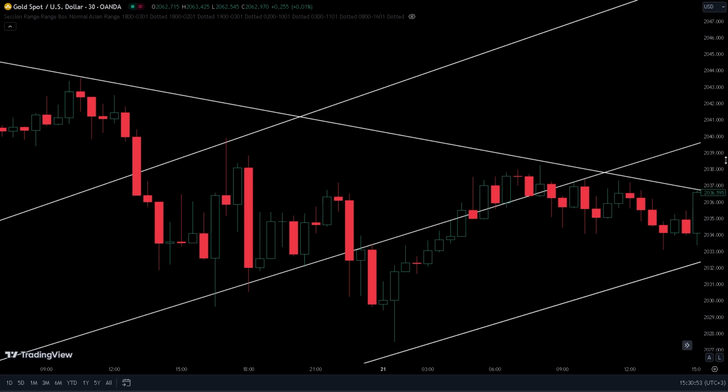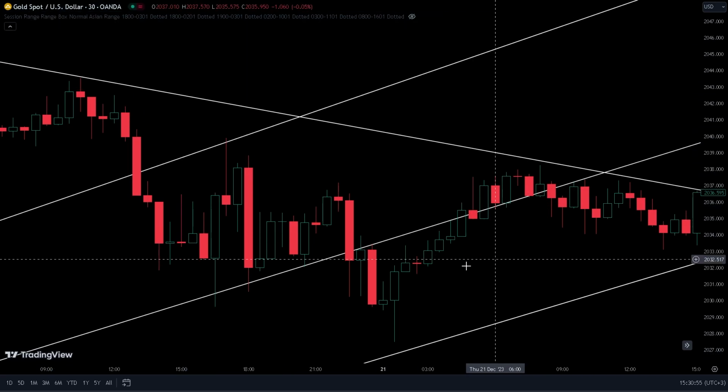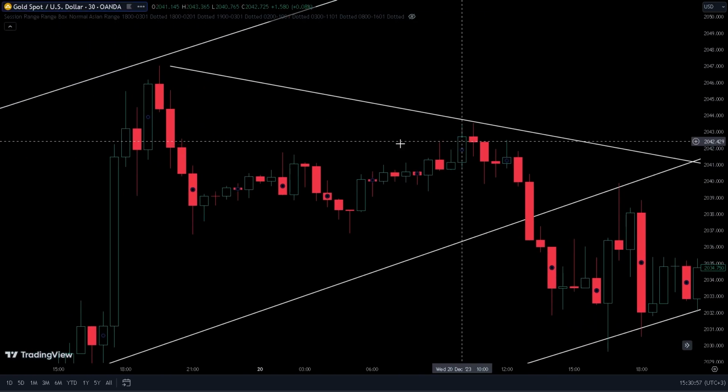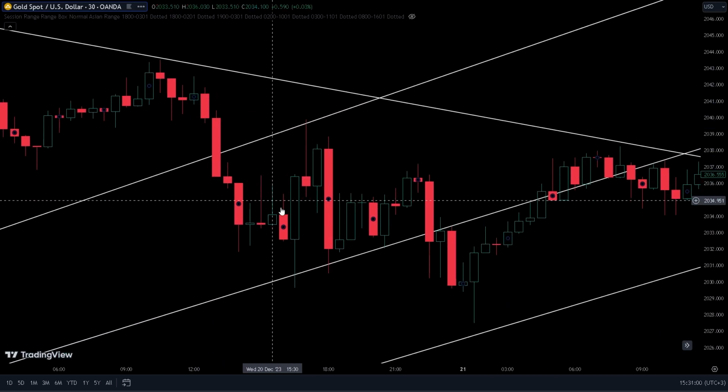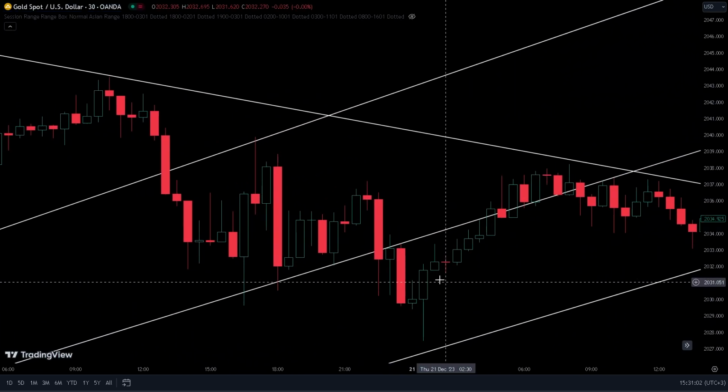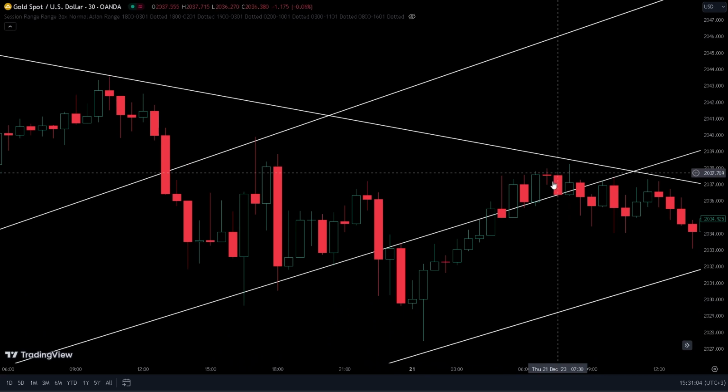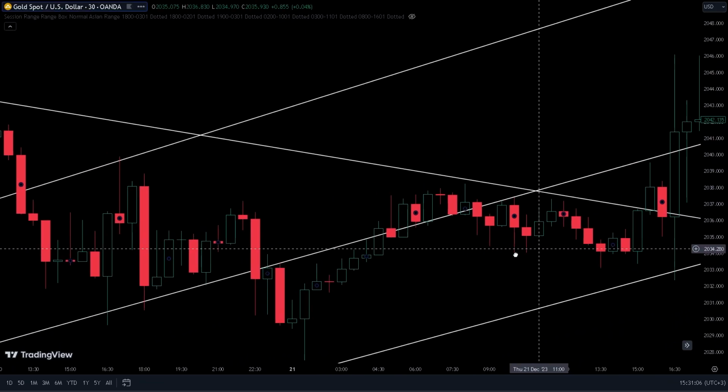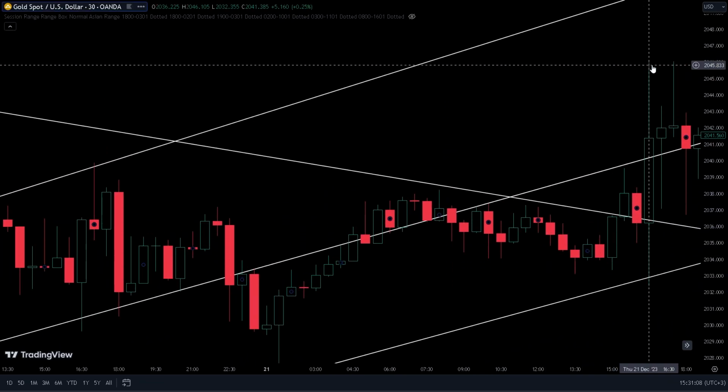Okay. So basically here we have the gold, right? And basically we saw a breakthrough from this level over here. The market went down, and then here we see some bouncing, and the market went up again to this area. Then we have such rejection, right?